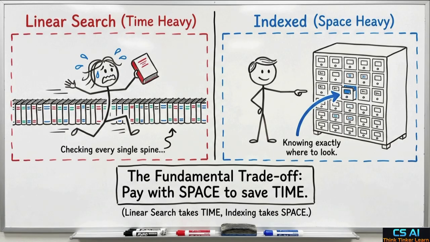On the right, we have an index system, which is space heavy. Think of a library card catalog. It takes a lot of extra physical space, but it tells you exactly where to look. By paying with space to store that index, you save an incredible amount of time. This is the trade off you will make again and again as an engineer. You can often pay with space to save time. Keep this library analogy in your head as we go forward.